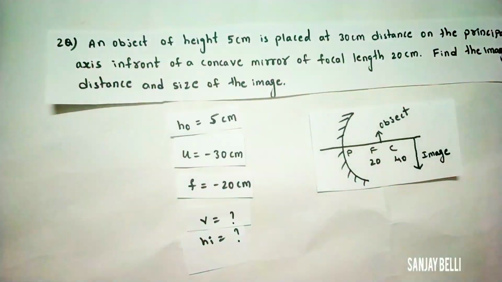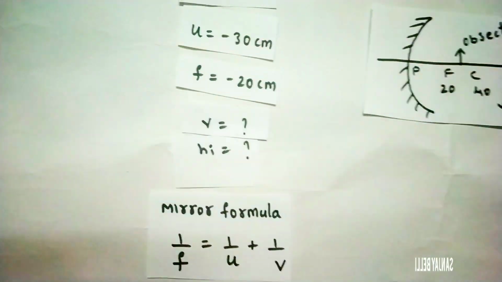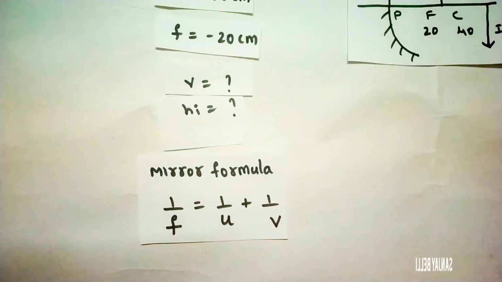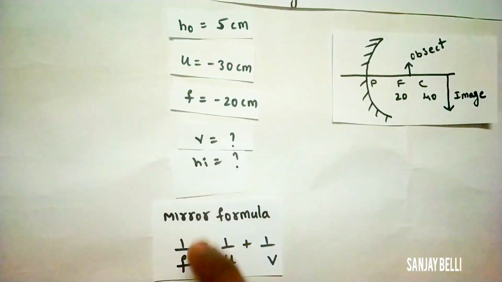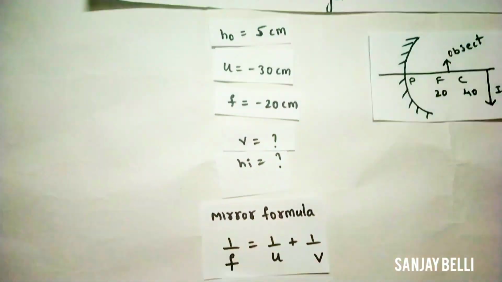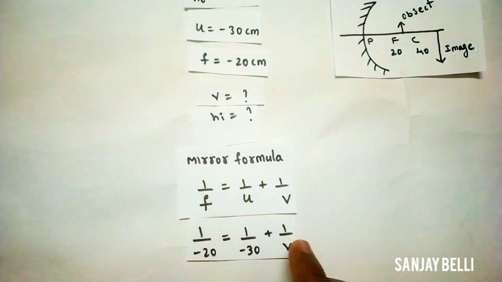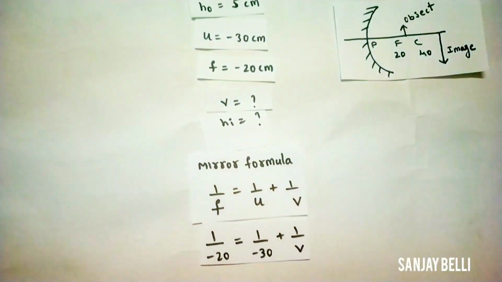Now let me take your mirror formula. Your mirror formula: 1 by f equals 1 by u plus 1 by v. Now your first step: substitute f equals minus 20 and u equals minus 30. So 1 by minus 20 equals 1 by minus 30 plus 1 by v.